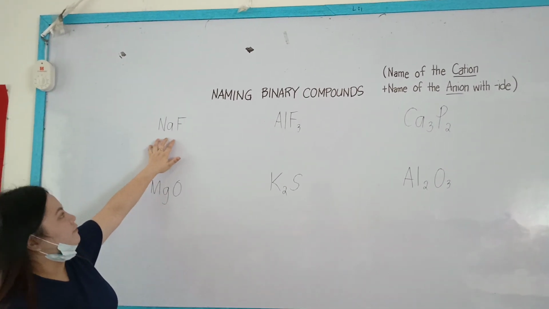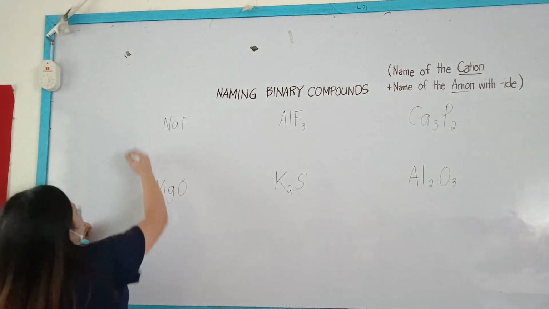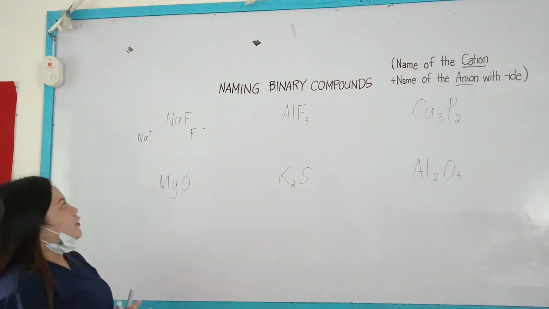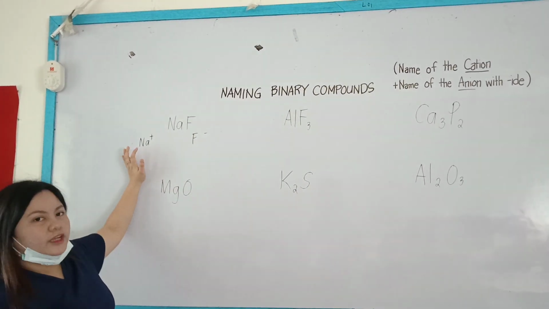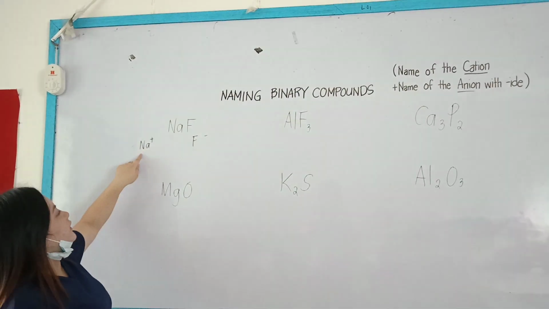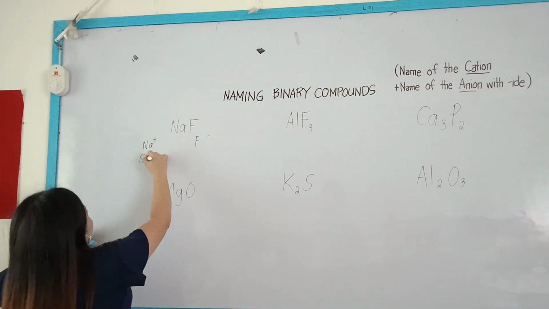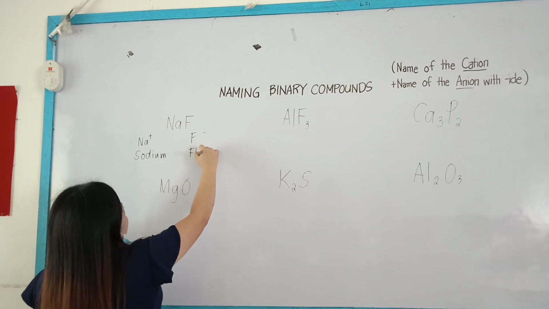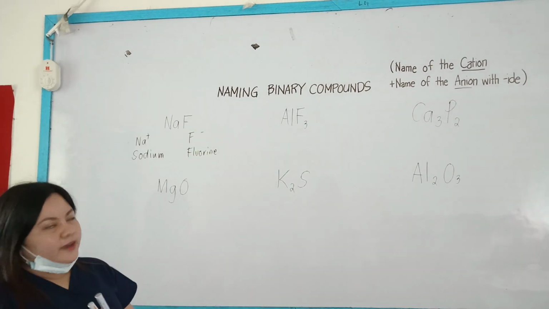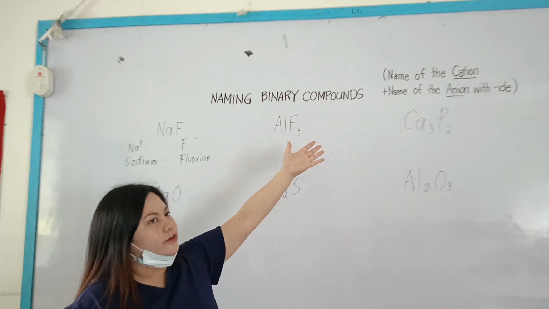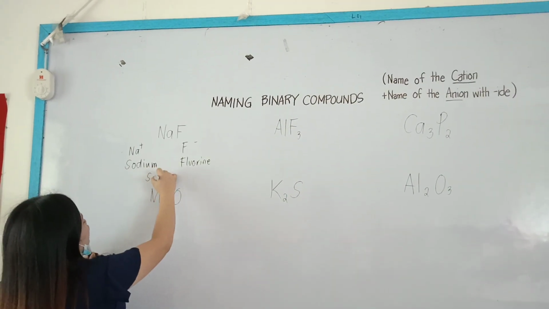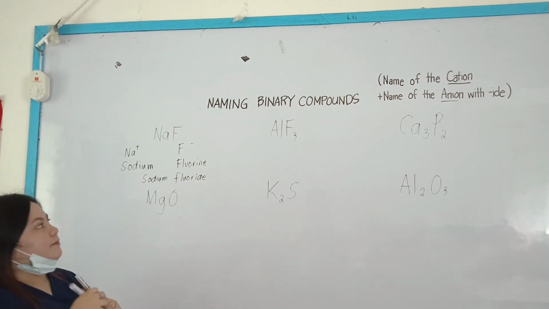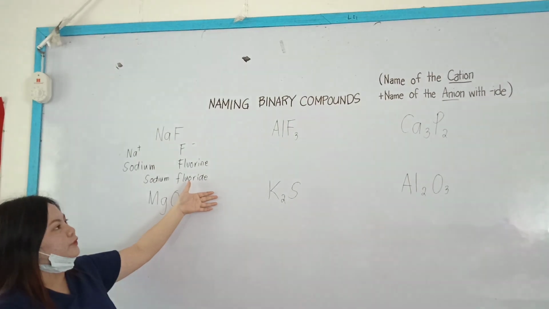This compound came from the cation sodium, Na ion, and fluorine ion. For you to be able to know their charges, you just have to look at your periodic table. It is written there. So Na is sodium, and then F is fluorine. Combining them and following the format in naming the binary ionic compound, we will have sodium fluoride. From fluorine, it becomes fluoride because we have to put the suffix IDE.